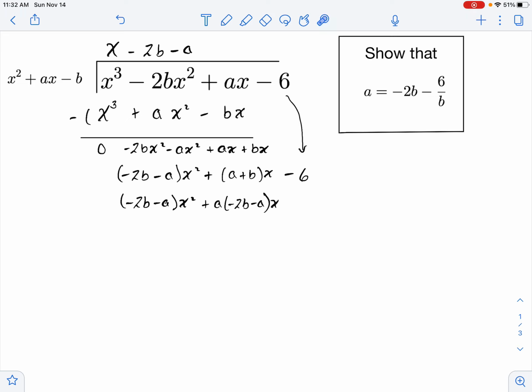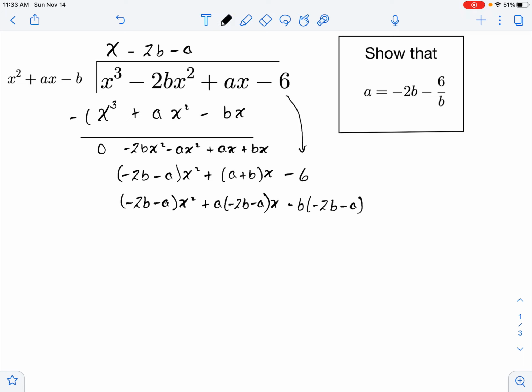And then finally, I have minus 2b minus a times negative b. So I have minus b times minus 2b minus a. So it's a lot going on there. So I'm going to have to be more careful with my algebra. I know that I need to subtract this line from this line. Probably before I do that, I should perhaps distribute my a. I don't necessarily have to, but maybe that's one way to go about this.